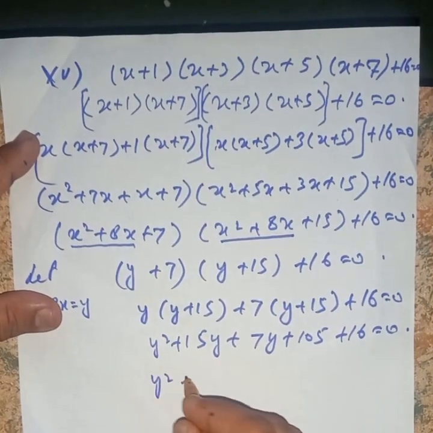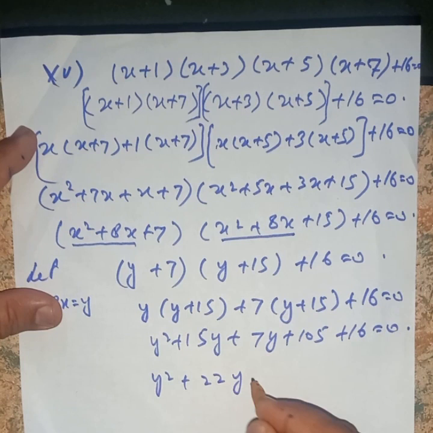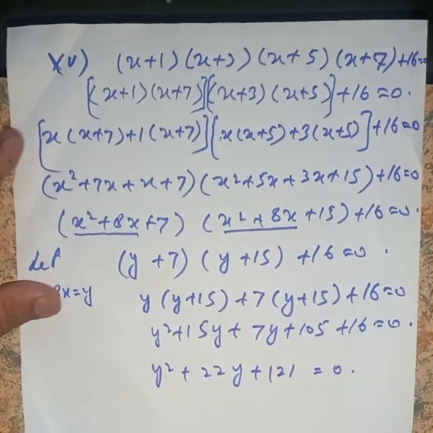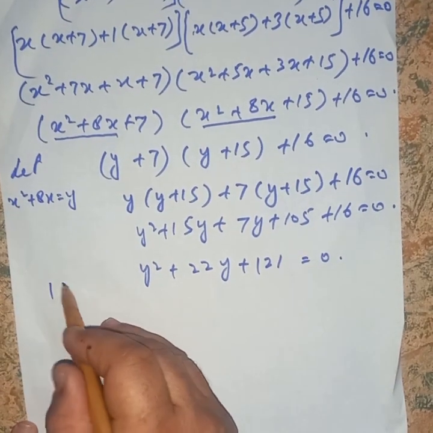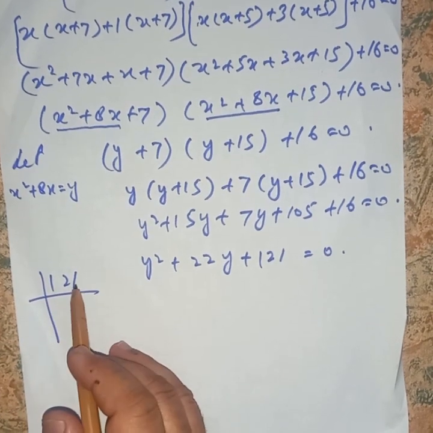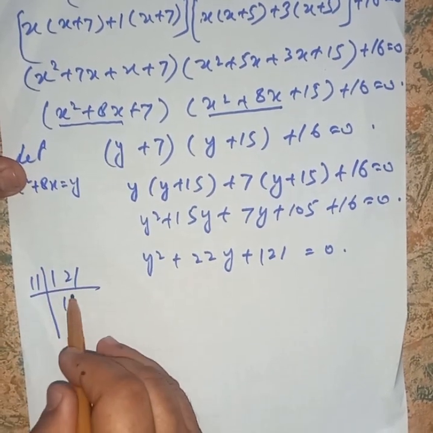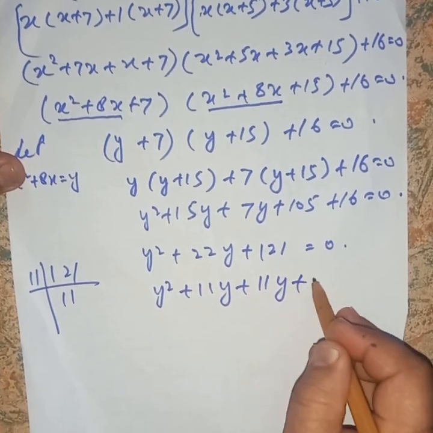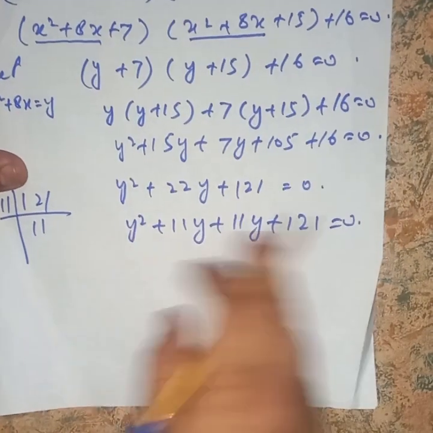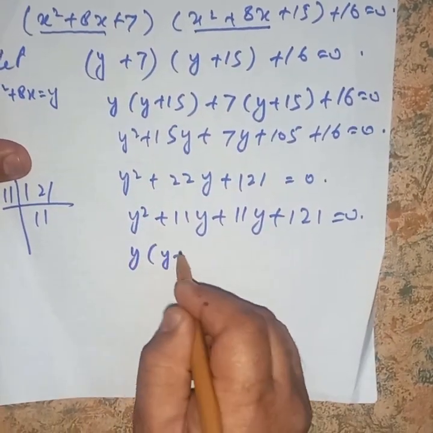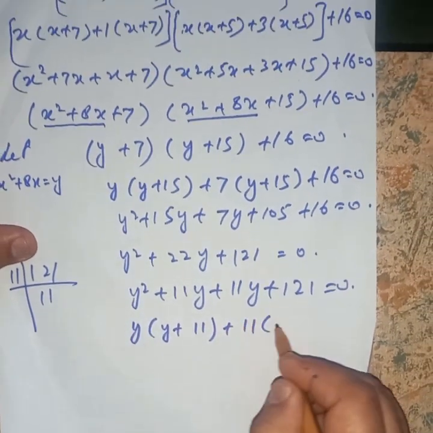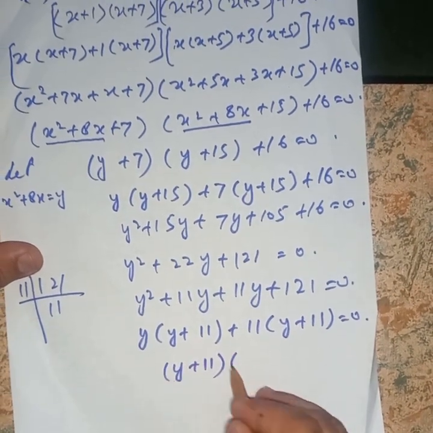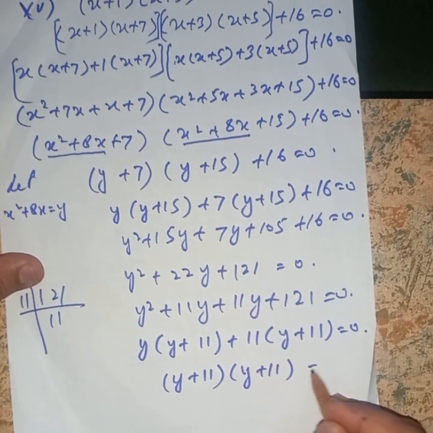Now we got here y square, adding it up, 22y plus 121 equal to 0. 11 elevens are 121, so we are splitting it into 11y plus 11y plus 121 equal to 0. We did factorize: taking common y and y plus 11, and when taking common again, y plus 11, we got y plus 11 and the leftover is also y plus 11.